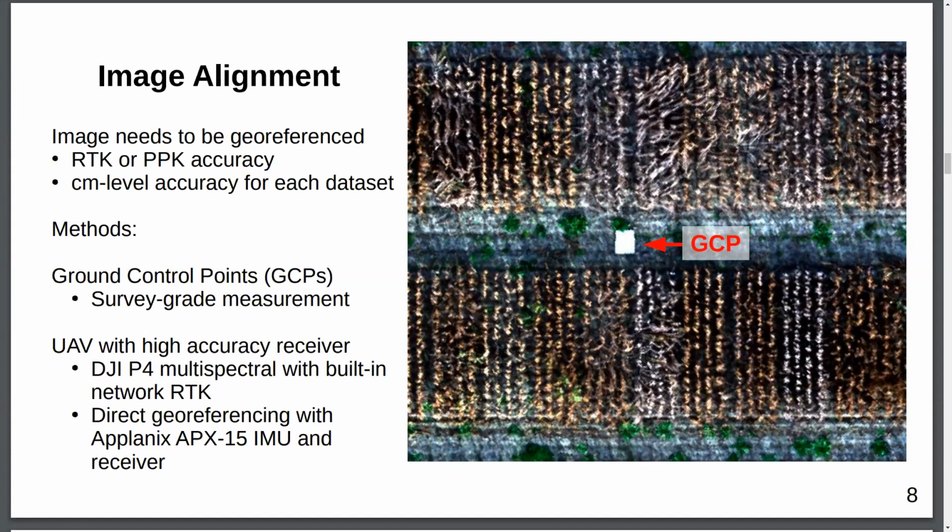Recently, there have actually been some advancements in UAVs so that we can get georeferenced images directly from our drone equipment. An example would be the DJI P4 multispectral, which has built-in network RTK. I'll talk a little bit more about that, as well as a newer method of direct georeferencing. This would be, for example, a drone equipped with an Applanix APX15 IMU and receiver. And I'll talk about why those would be beneficial.